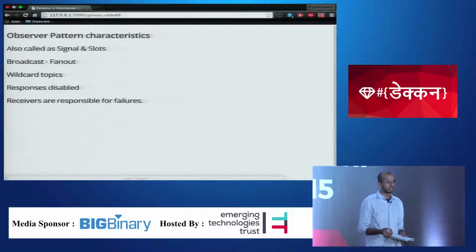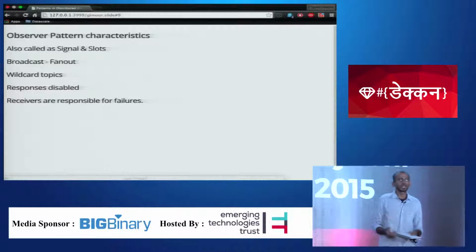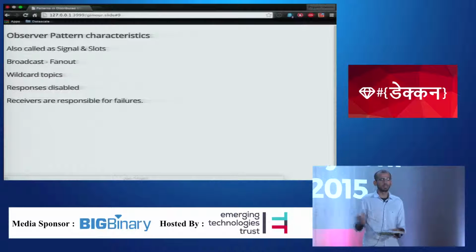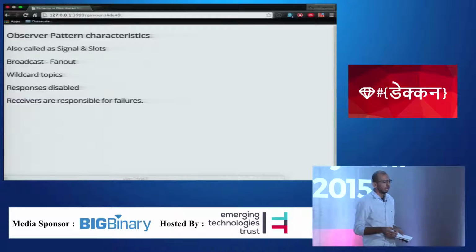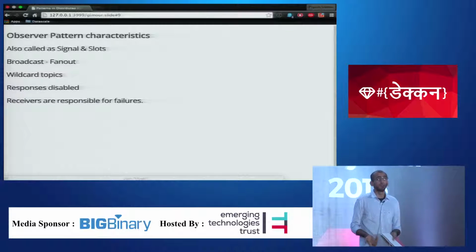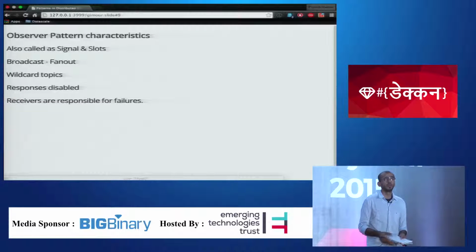There's another very crucial component which is peculiar to the observer pattern, and that is wildcard. A subscriber can say, hey, I want to subscribe to everything which is hello.star. So if a message is being sent to hello.world or hello.foo, hello.bar, that subscriber would receive all these messages. Responses are disabled. There's no concept of a response delivery. There's no response channel because once a message is sent, the emitter doesn't care about it anymore. Also, the receivers are responsible for their own failures. Because there's no communication back and forth, if a failure happens in a receiver, the receiver is supposed to take care of it.